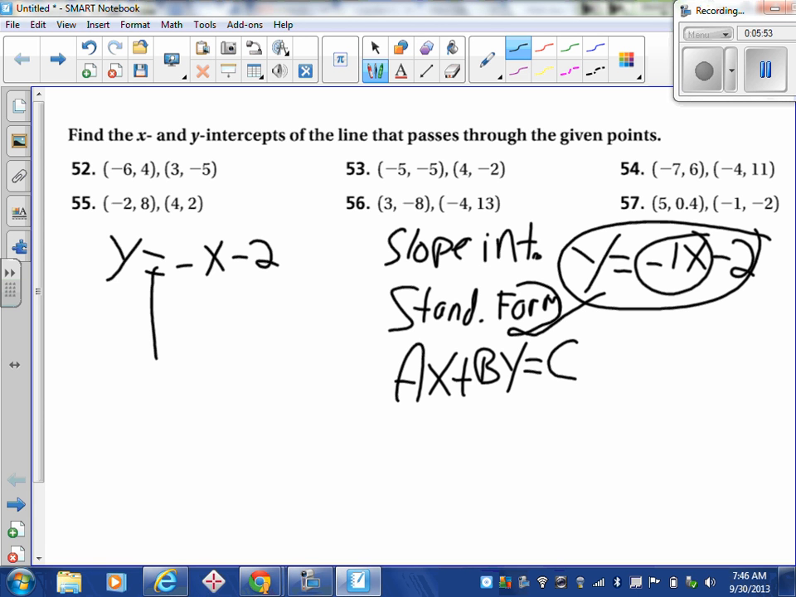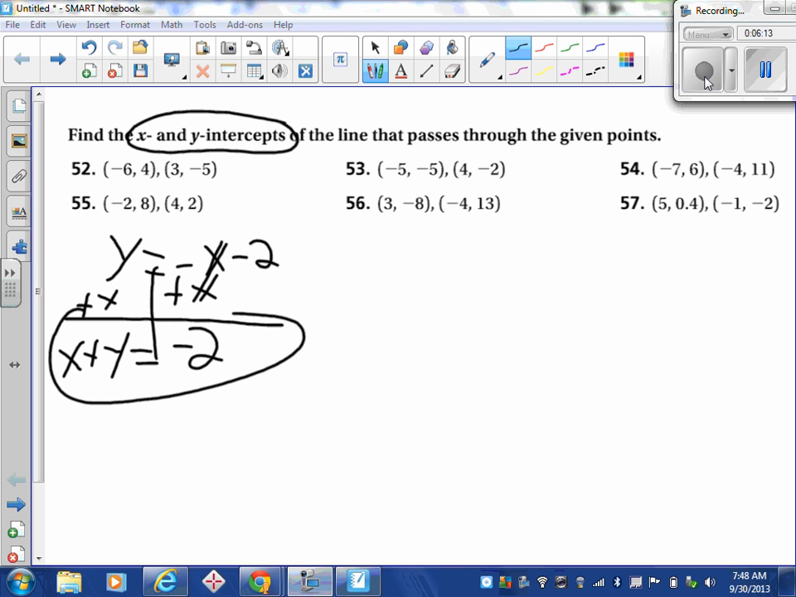I need to move the -x to the other side. So the opposite of -x would be +x. So if I add x to both sides, I'm going to have x plus y equals -2. Okay, so an easy way of finding the x and the y intercept is to do my xy chart.